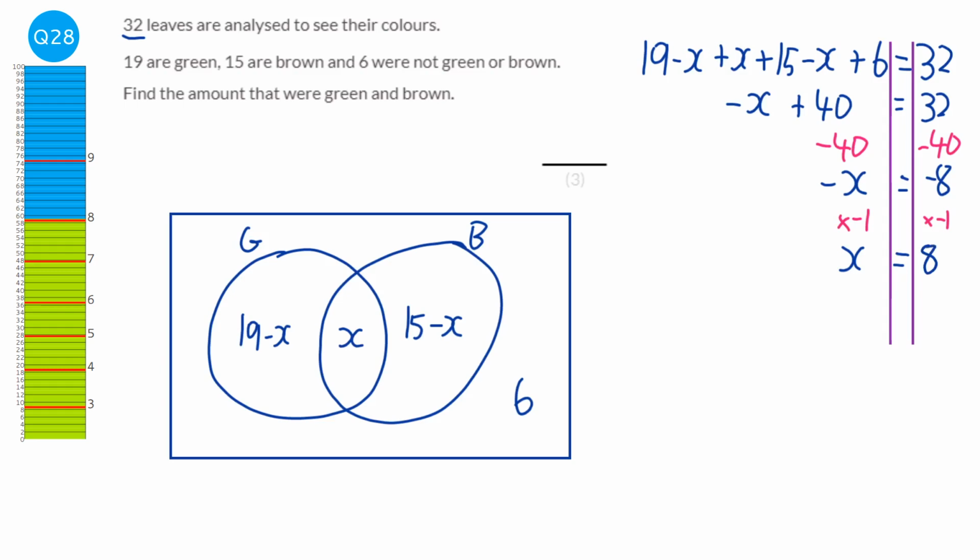So it's 19 take away 8, which will be 11. X is 8, so we know that that's 8, and 15 take away 8, which is 7. So to find the amount that were green and brown, we know it's going to be 8.